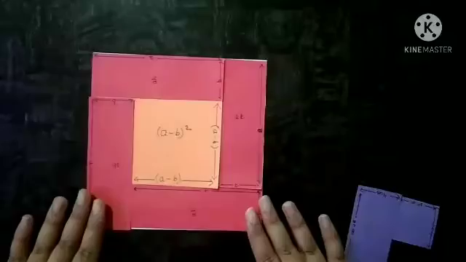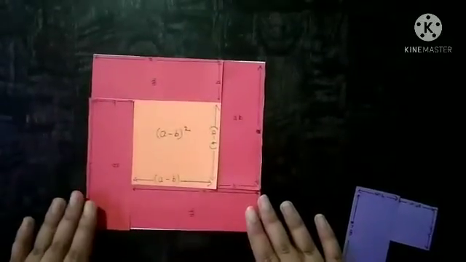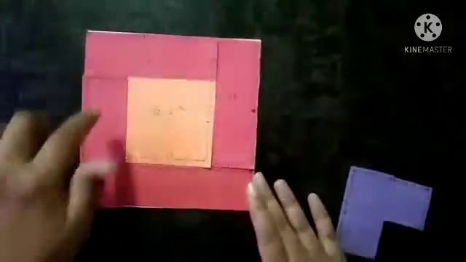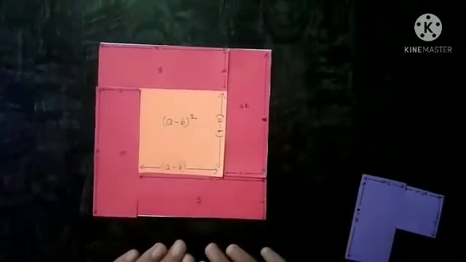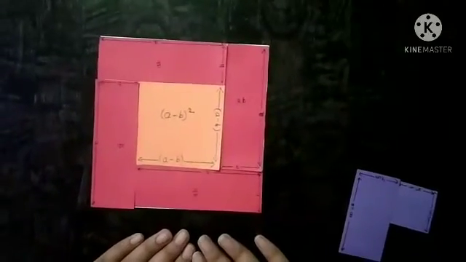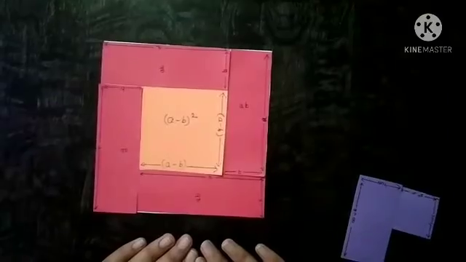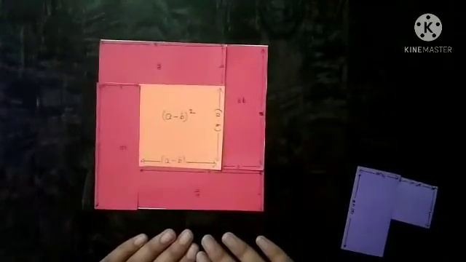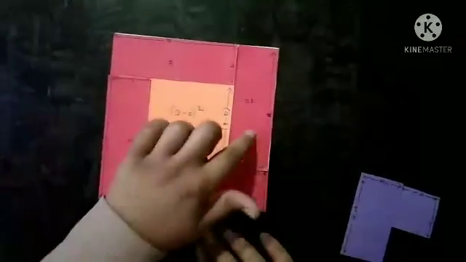And now we observe that the remaining portion is completely covered by these 4ab, and so we have again verified that (a + b)² − (a − b)² is equal to the area for 4ab.